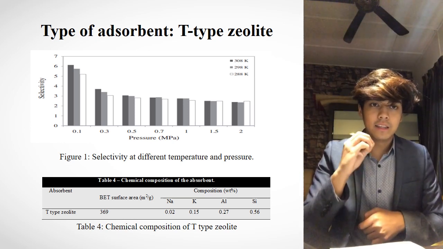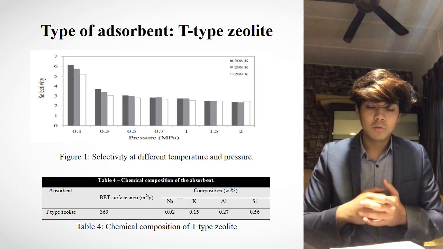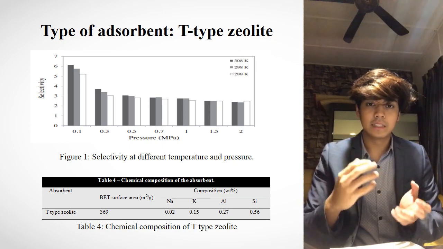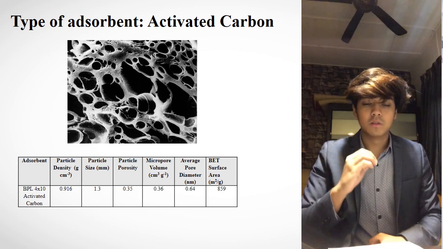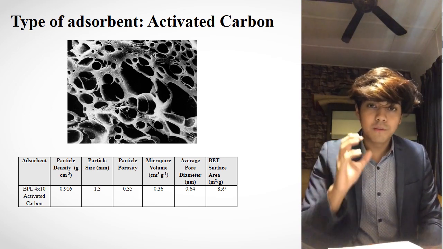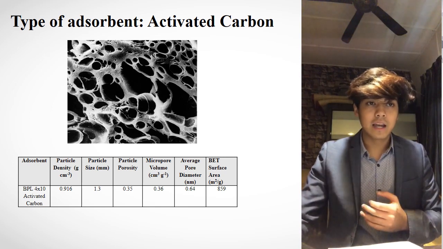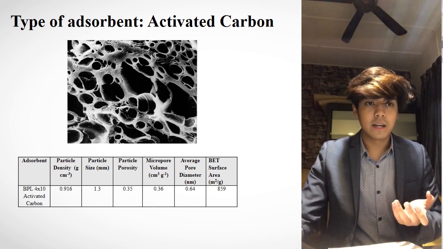However, the size of the channels is too small to adsorb bigger components such as methane and carbon monoxide. So we use activated carbon to remove these other components. In our slide, we will be showing the pictures of zeolite and activated carbon with their properties.